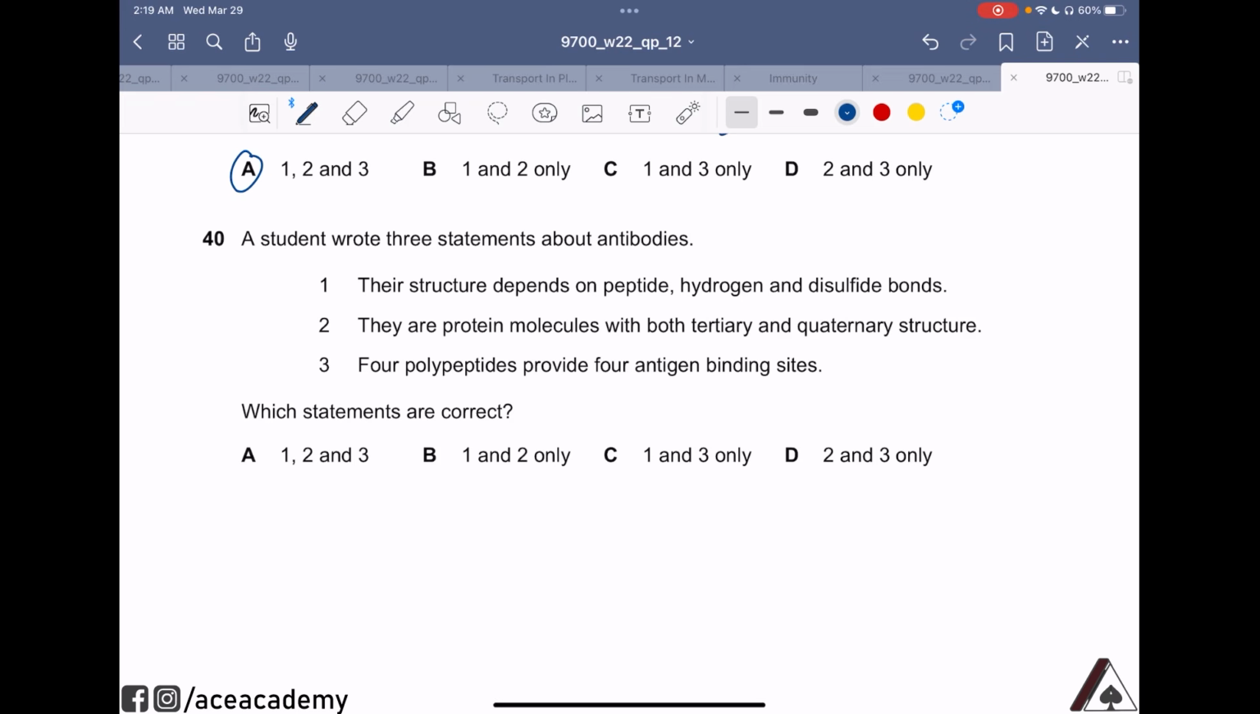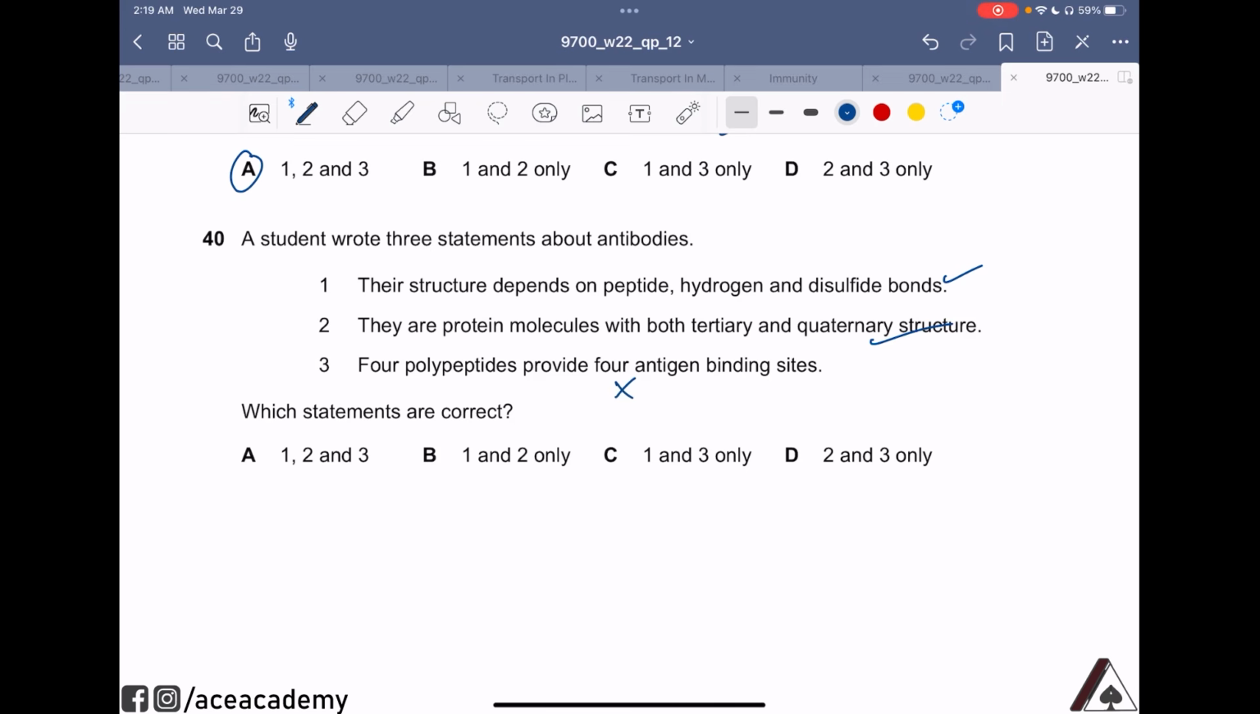A student wrote three statements about antibodies. Number one, their structure depends on peptide, hydrogen, and disulfide bonds. Number two, they're protein molecules with both tertiary and quaternary structures. This is correct because this is a protein. Yes.